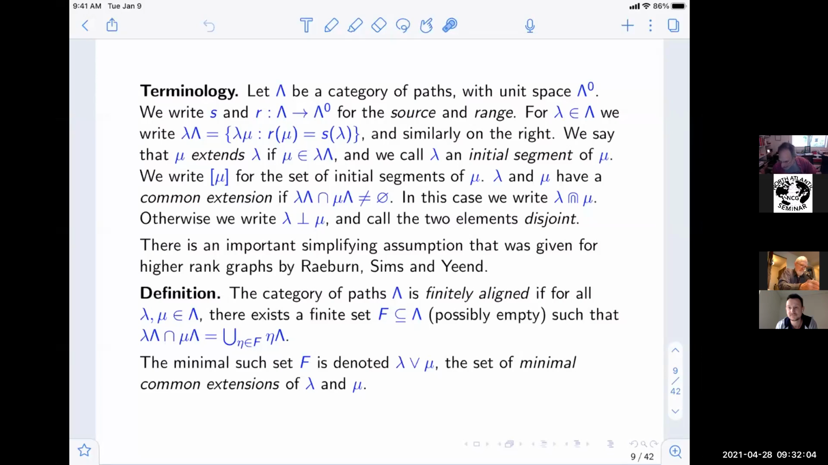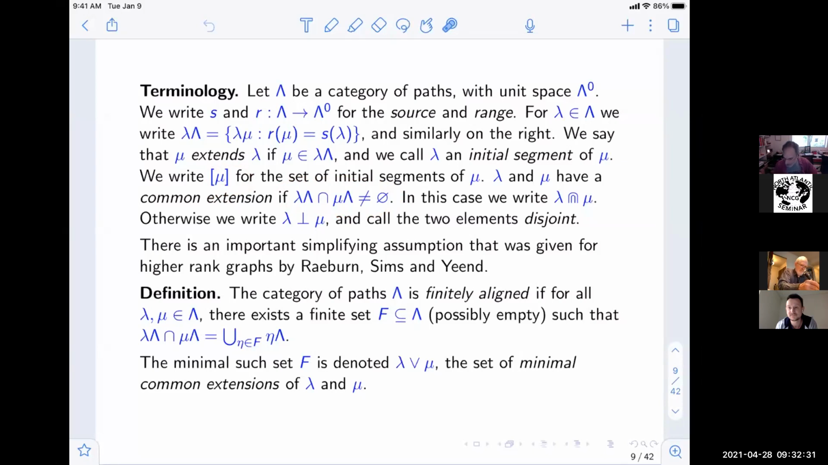So if mu is an extension of lambda, that means lambda is an initial segment of mu. And it's convenient to have a notation for the initial segments of all the initial segments of a given element. So as I mentioned before, in the context of higher rank graphs, the intersection of lambda Lambda and mu Lambda is the set of all common extensions. And if it's not empty, we say that the two paths meet.